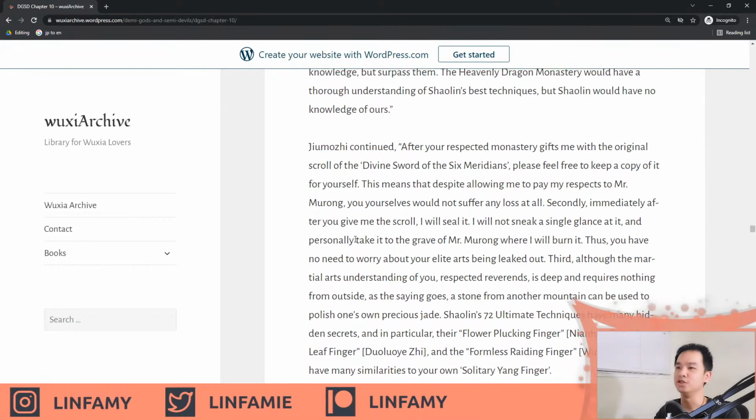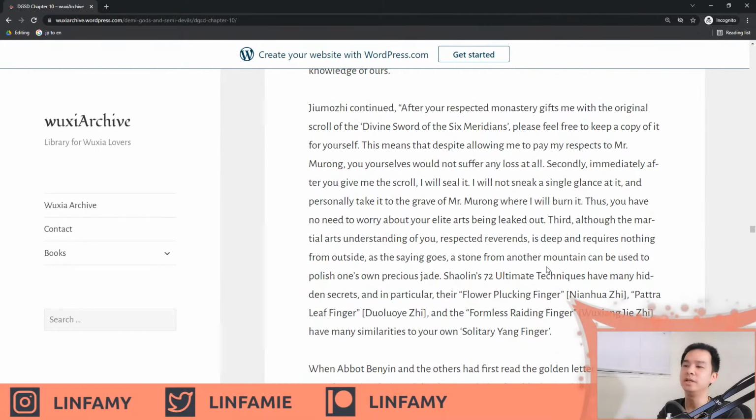They should trade it. Jiumozu continued, "After your respected monastery gifts me with the original scroll of the divine sword of the 6 meridians, please feel free to keep a copy of it for yourself. This means that despite allowing me to pay my respects to Mr. Murong, you yourself would not suffer any loss at all. Secondly, immediately after you give me the scroll, I will seal it. I will not sneak a single glance at it, and personally take it to the grave of Mr. Murong, where I will burn it." So he seems sincere. Thus, you have no need to worry about your elite arts being leaked out.